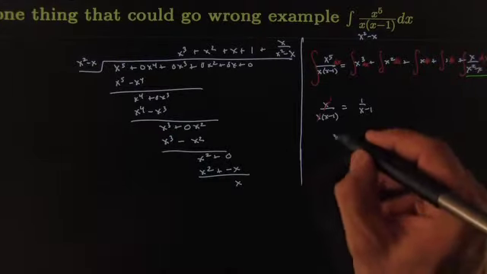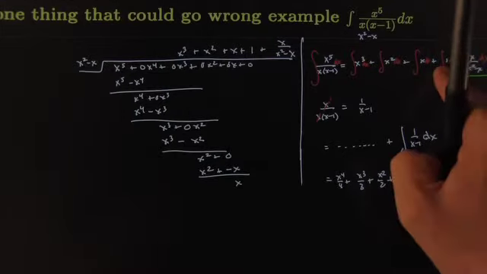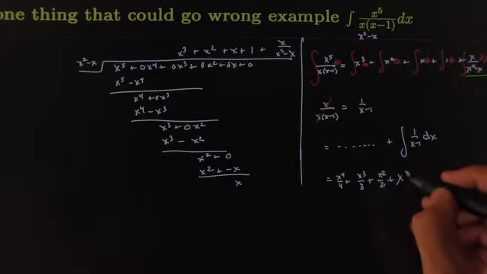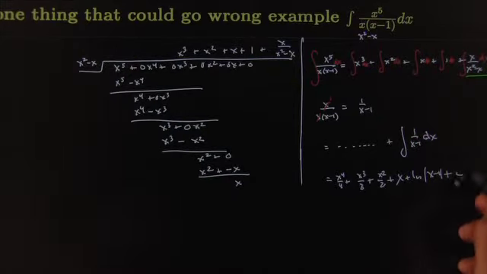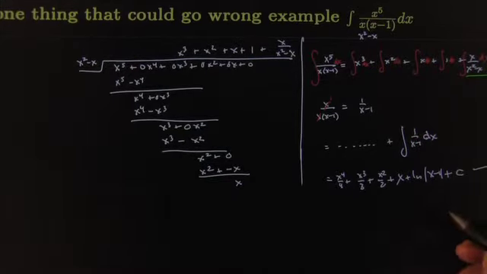So the final answer would be x to the 4 over 4 plus x to the 3 over 3, plus x squared over 2 plus x, plus ln of x minus 1 plus c. There you go. We did it.